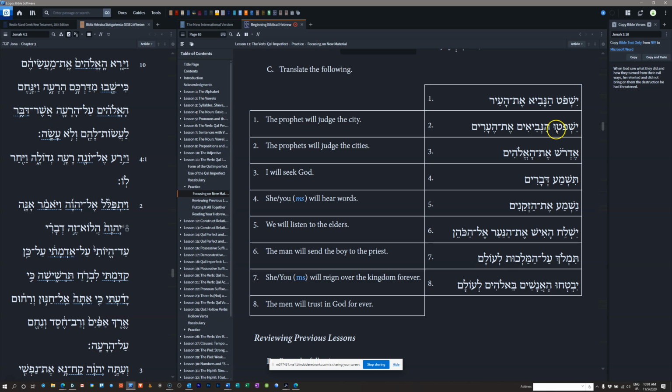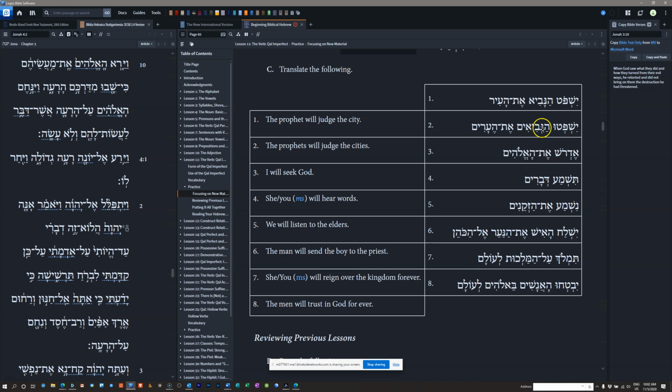Alright, that means our root is shafat. Shafat in its lexical form, qal perfect 3ms, means he judged. We saw that above. Here we have a qal imperfect 3MP, so they will judge. Again, when we have a third person verb in the first position, we commonly have the explicit subject in the second position. They will judge.